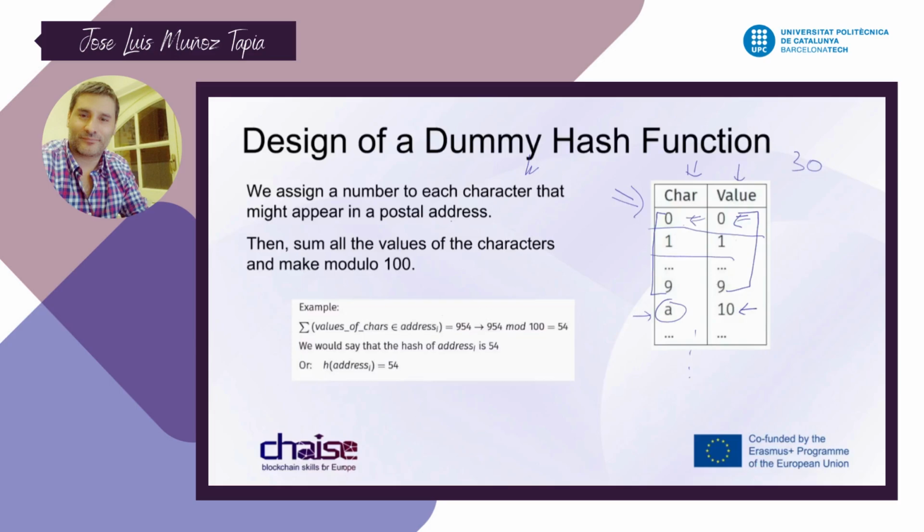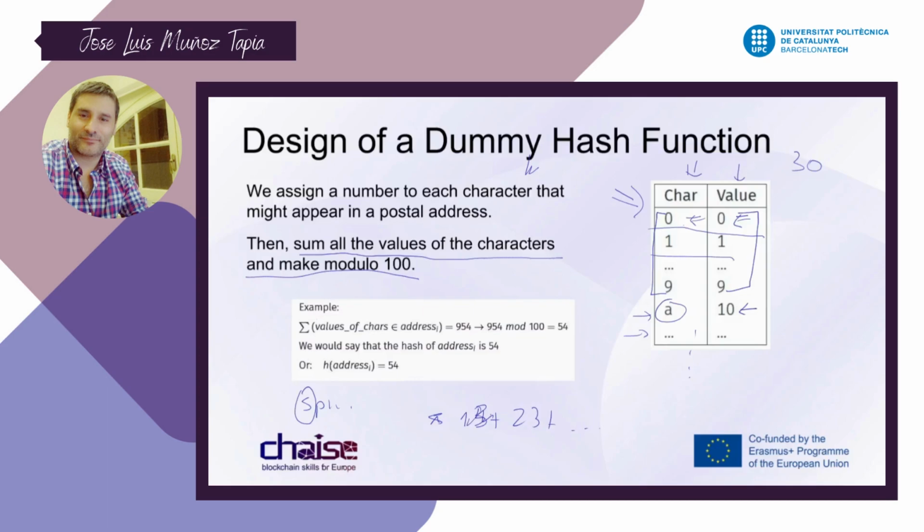Okay, and now how do I perform the dummy hash in this case? Well, I sum all the values of the characters and, for example, take modulo 100. So, for example, if I have an address, say Spain, I take the first character, go to the table, and see which value it has, for example 13, or 23.